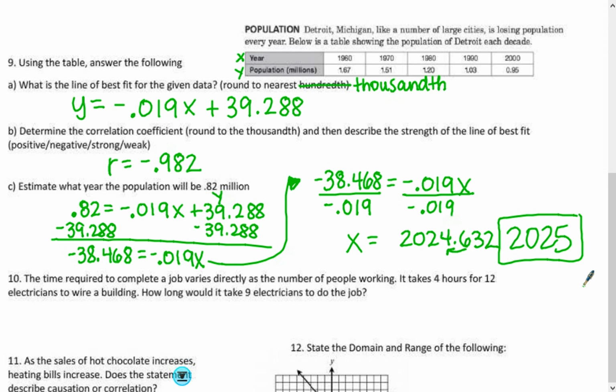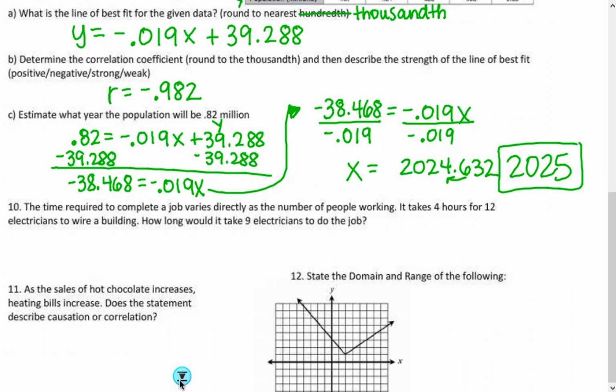Alright, so again, whenever you're making predictions, establish, is this an X value or a Y value? If it's X, plug it in for X and solve for the Y. If it's Y, plug it in for Y and solve for the X. The last two we're going to talk about real quick are number 10 and 12.